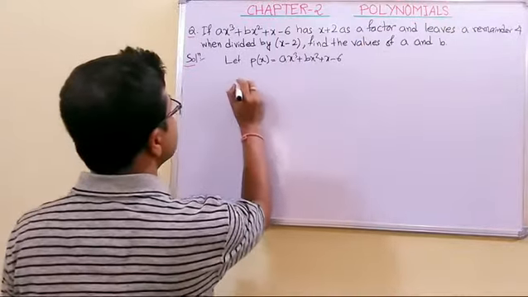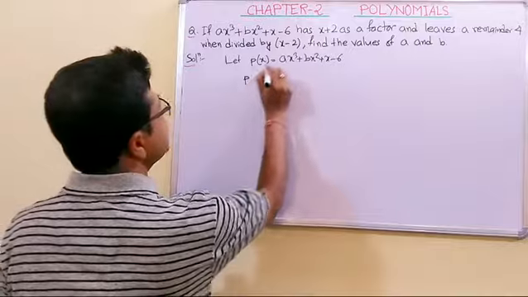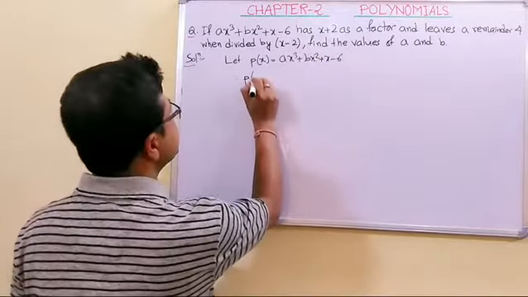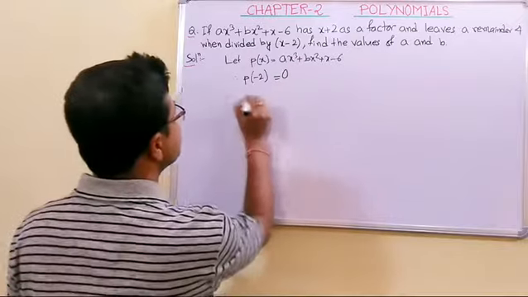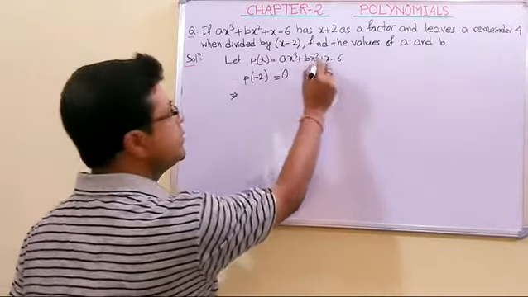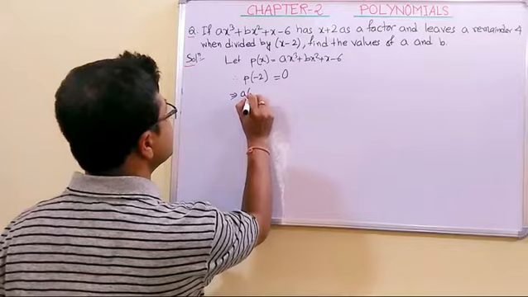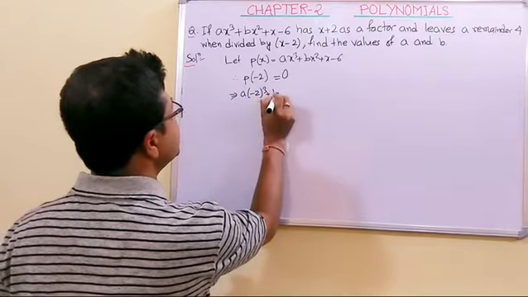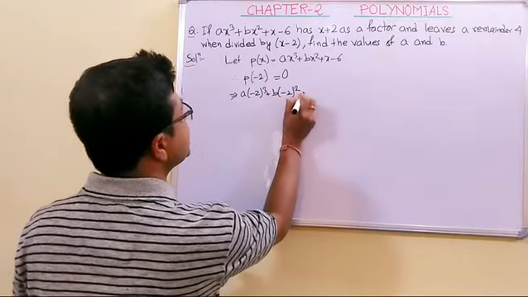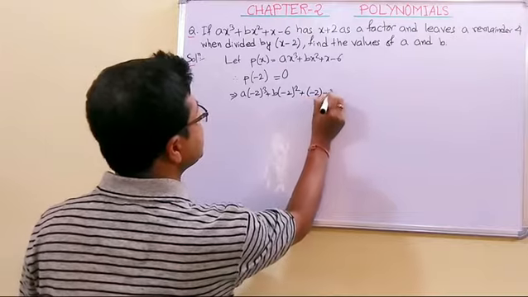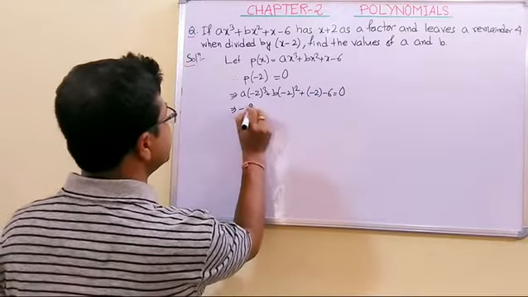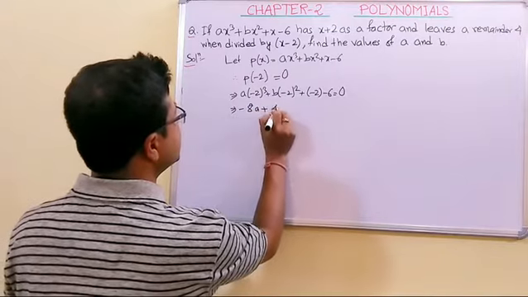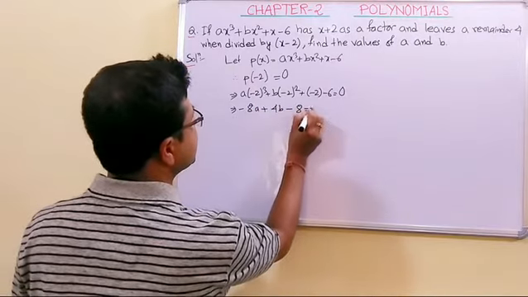So how will you find the remainder? P of, what is the 0 of it? Minus 2. So P(−2) is the remainder. As it is a factor, the remainder is 0. So in place of x, let us put −2 here: a into (−2)³, b into (−2)², this is −2, −6. Remainder is 0. So this is −8a, this is 4b, this is −8 equal to 0.